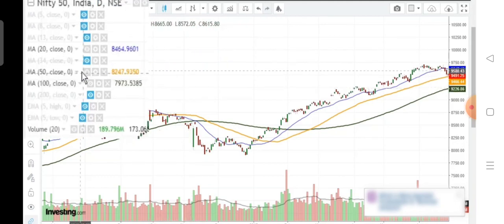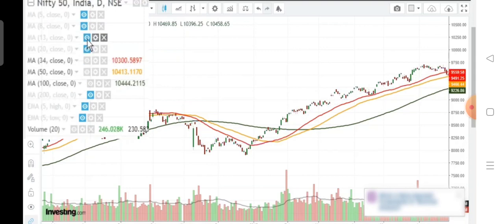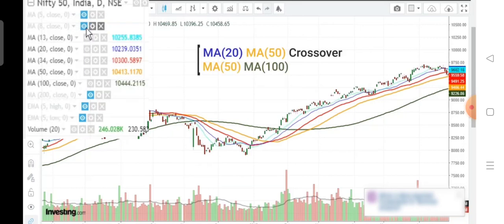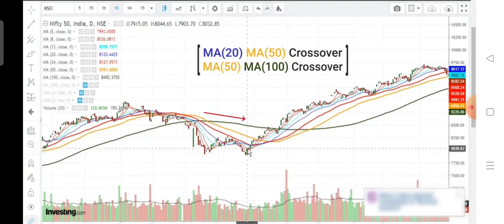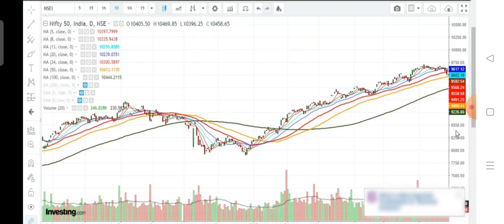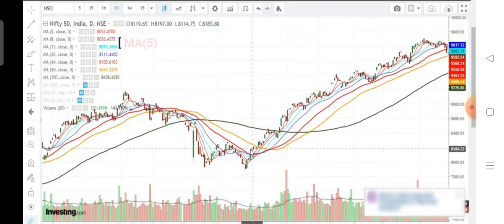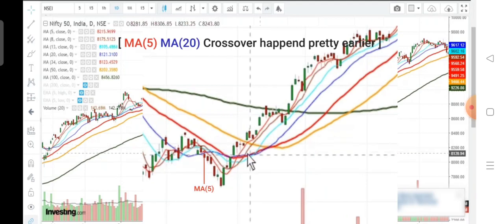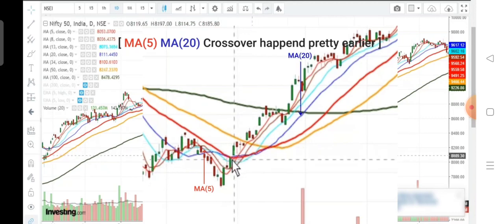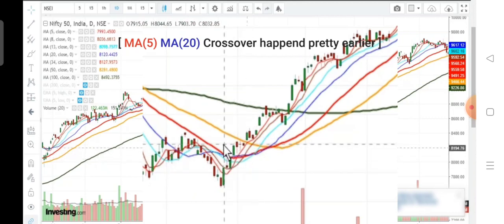Now if we are looking at all the moving averages together, let me look at here, we will find that a 20-50 crossover or 50-100 kind of crossover happened even later. See, here there was a downtrend and then an uptrend started. Now as we can see in this chart, the 5-20 crossover happened somewhere like here. The thin red line is the 5 period moving average, and this blue line is the 20 period moving average. Now this happened pretty early.